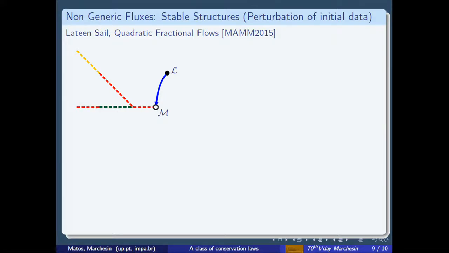Well, if we have this, we have shocks from M to any point here, and then by triple shock and things like this, we can prove that we have a solution that forms this triangle. This is the reason why we call it Latin sail. So this is another non-local solution that resists the perturbation of initial data. We can move a little bit R and L, and we still have this configuration.